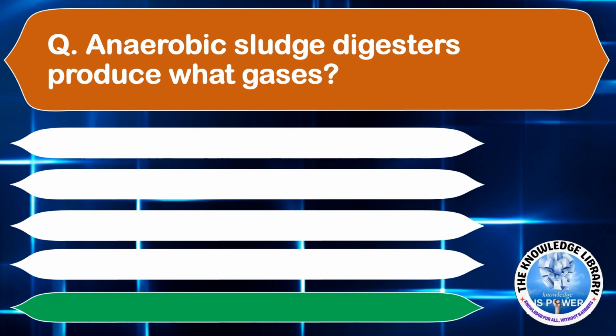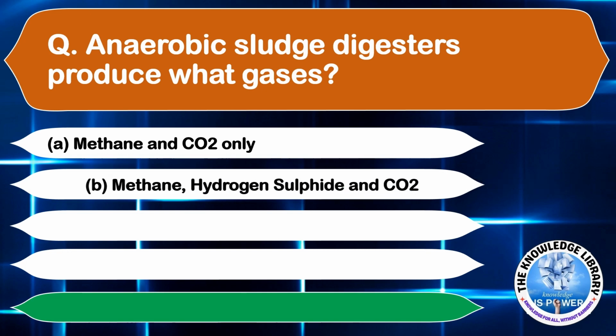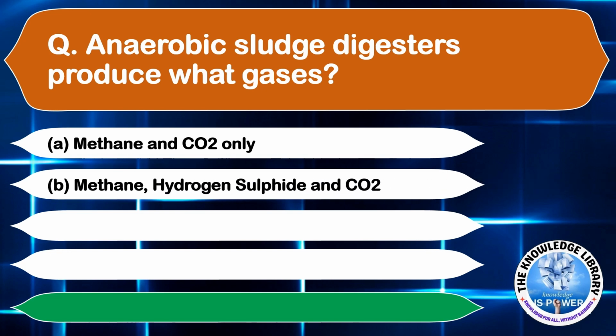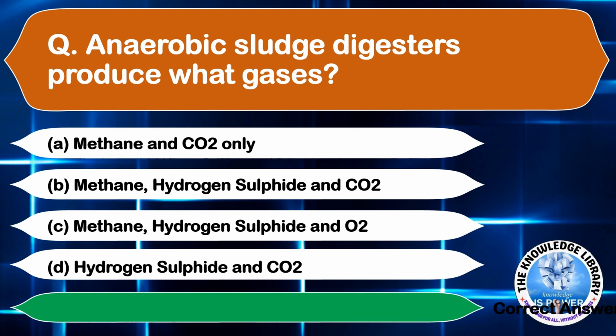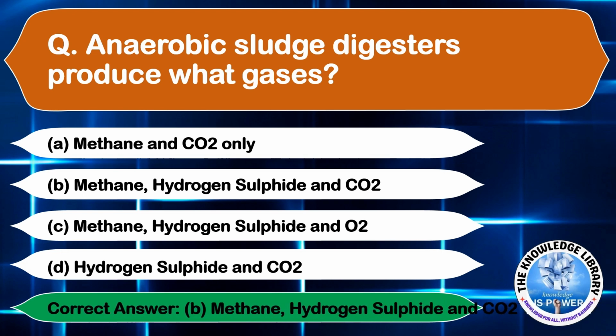Anaerobic sludge digesters produce what gas? Option A, methane and CO2 only. Option B, methane, hydrogen sulfide and CO2. Option C, methane, hydrogen sulfide and O2. And option D, hydrogen sulfide and CO2. The correct answer is option B, methane, hydrogen sulfide and CO2. Moving on to the next question.